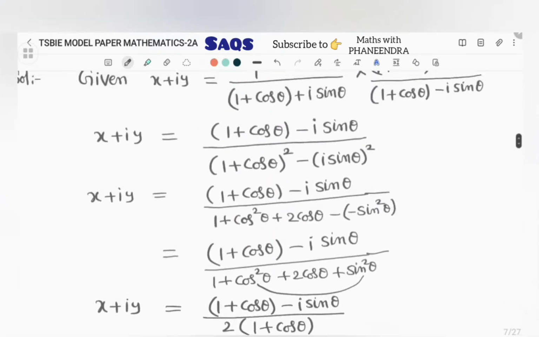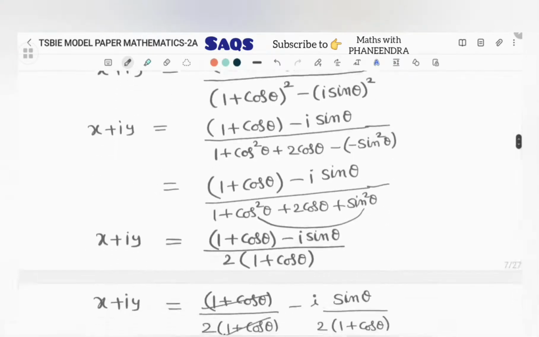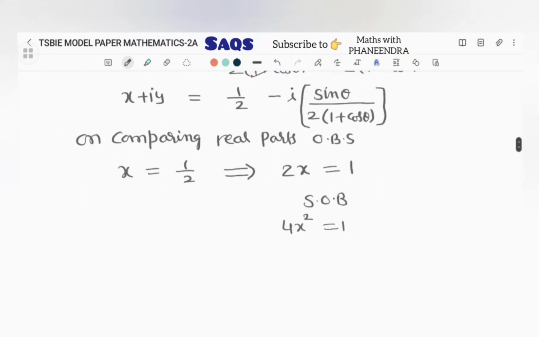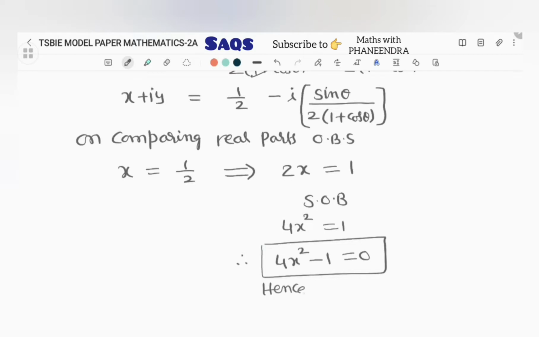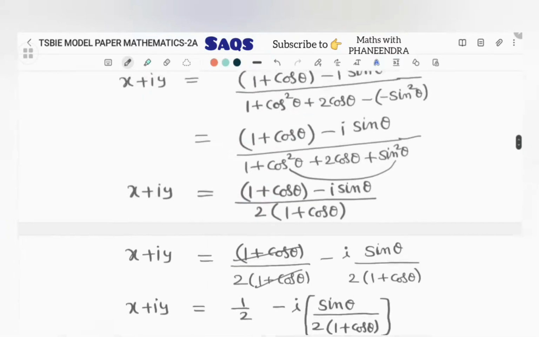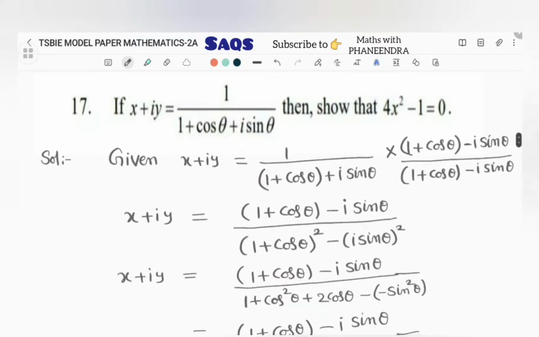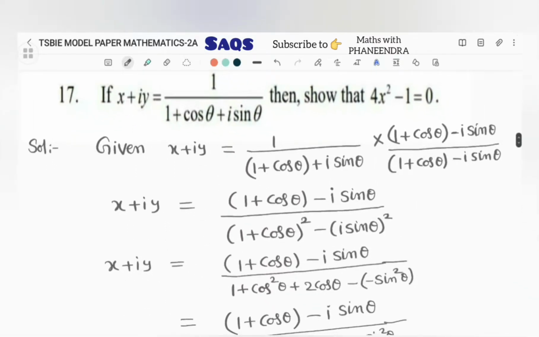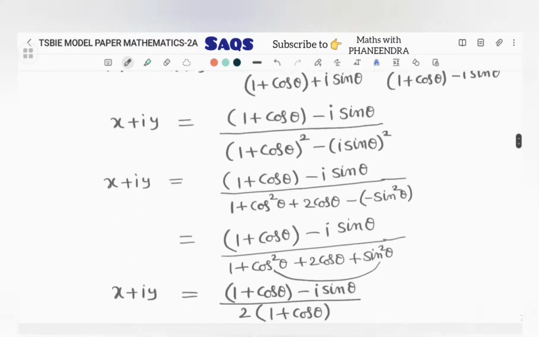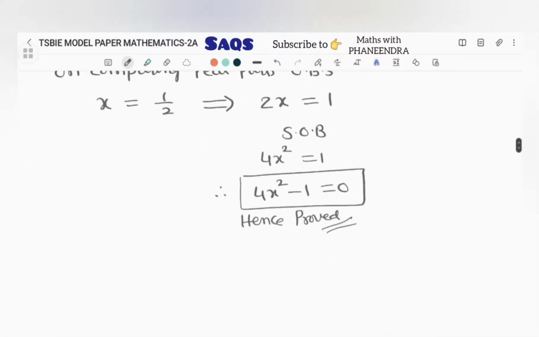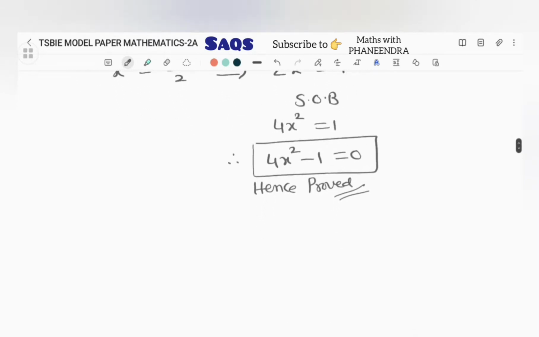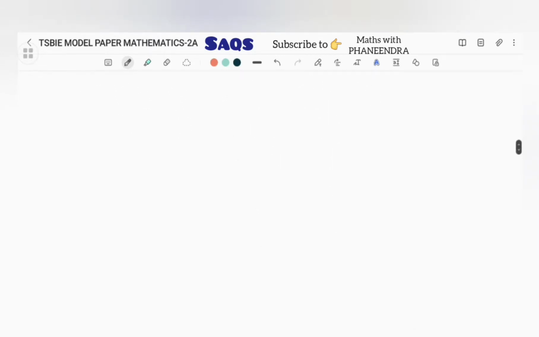So what are they asking to prove? Minus 1, so that 1 we can take here. Therefore 4x square minus 1 is equal to 0. Hence proved. Once again I'll scroll down the question. Slowly you can understand, dear students. This is very important also. Number of times you practice, just revise that. We'll move to the next question.